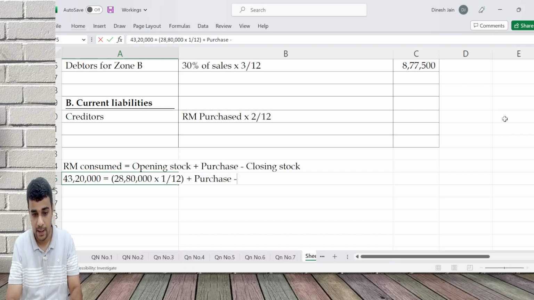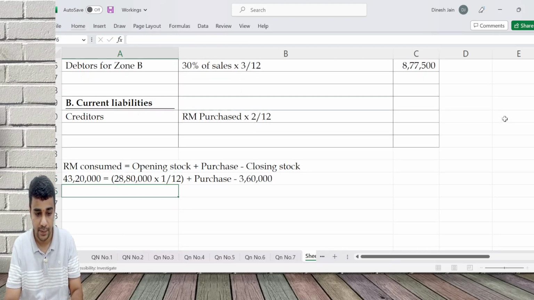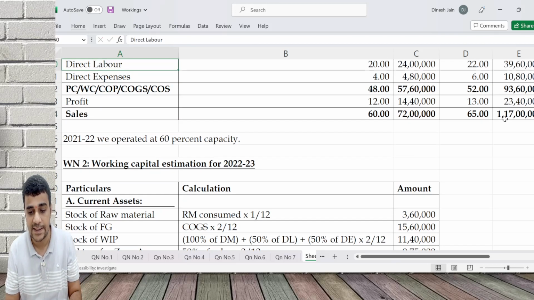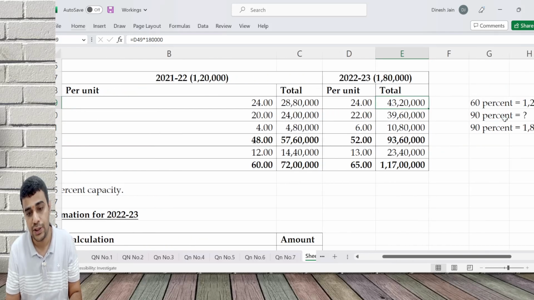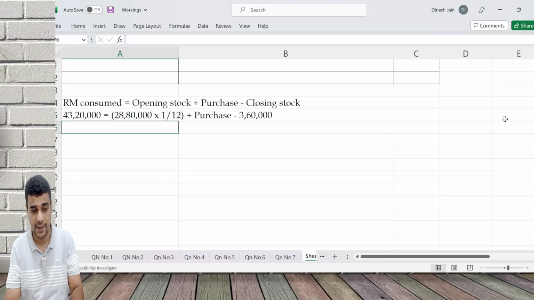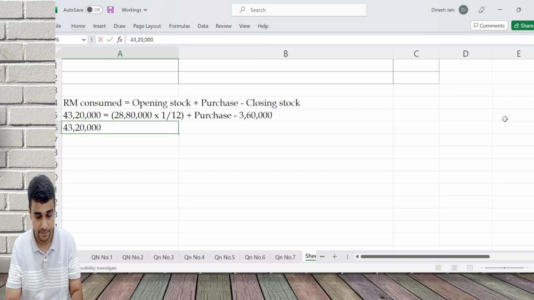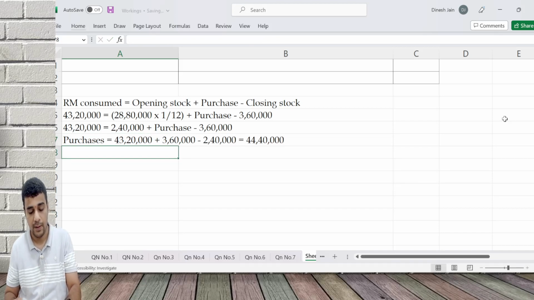Purchases is the balancing figure. Closing stock we had calculated as 3,60,000. Opening stock is last year RM consumed 28,80,000 into 1 by 12, which is 2,40,000. This year is 43,20,000 into 1 by 12, which is 3,60,000. So 4320 equals 240 plus purchase minus 360. Purchases is equal to 4320 plus 360 minus 240, which is 44,40,000.